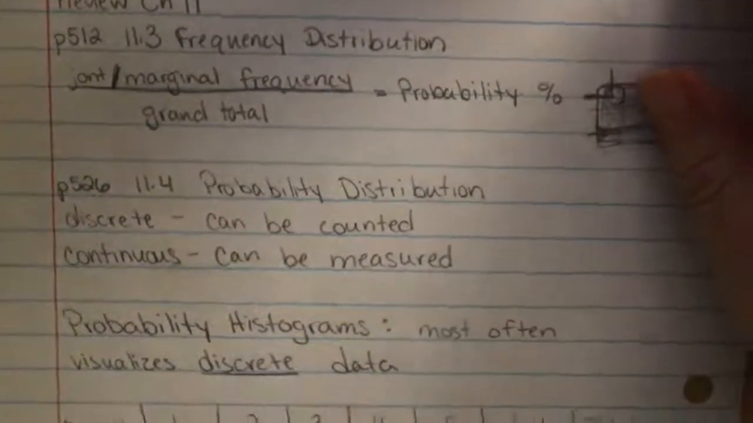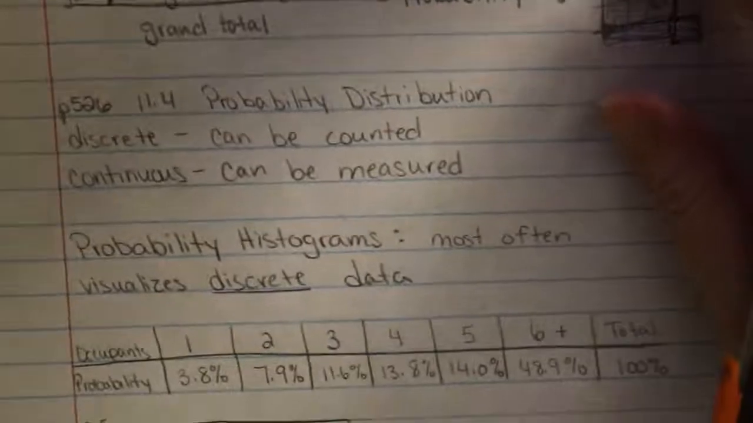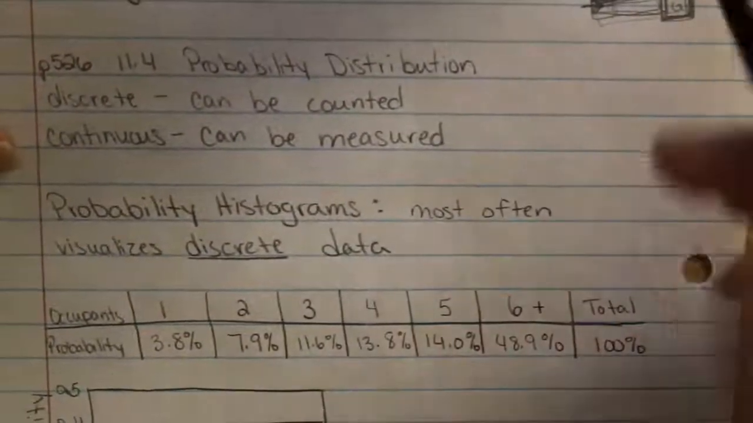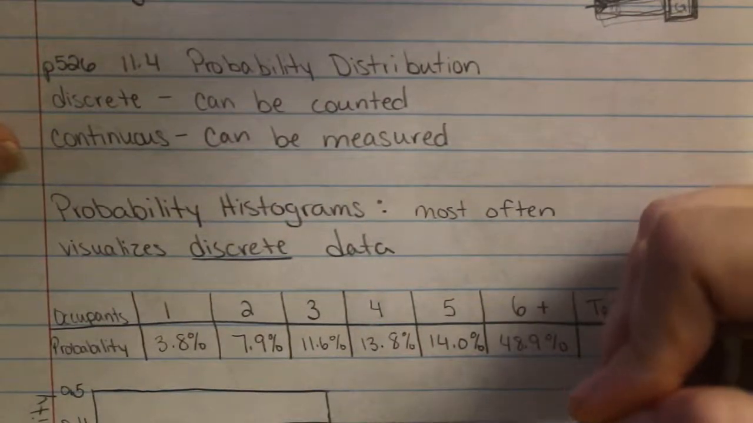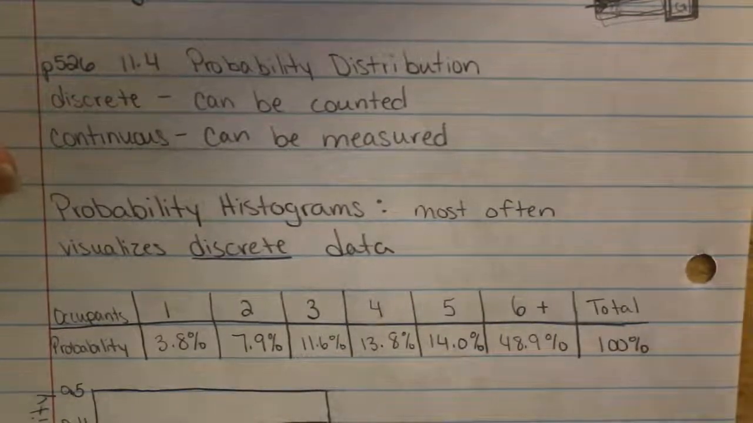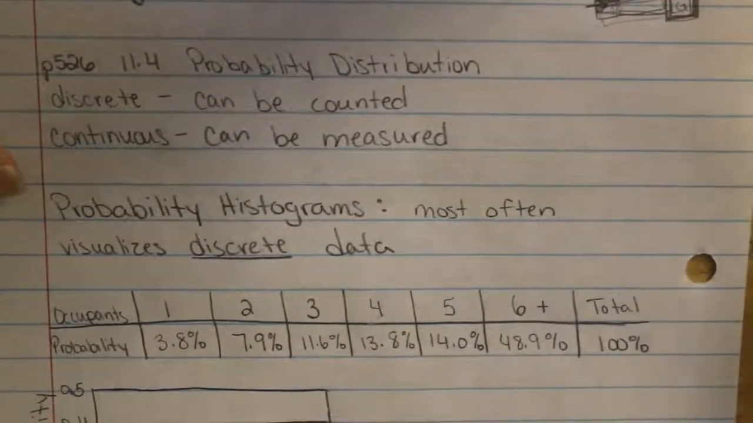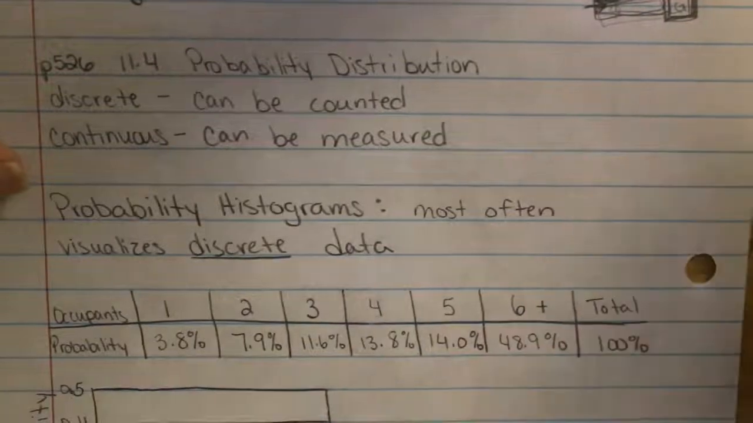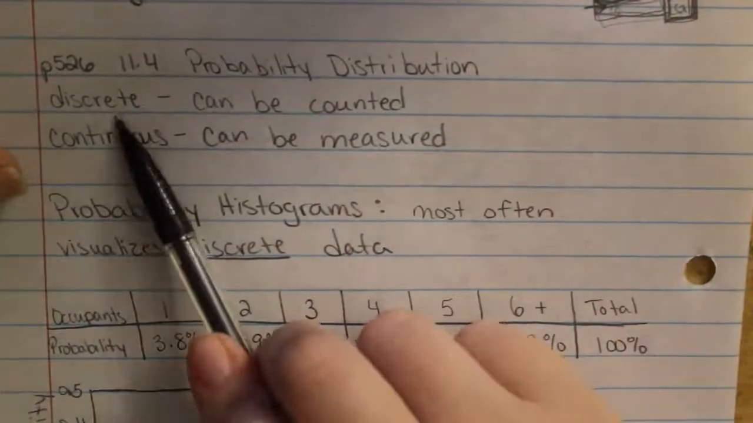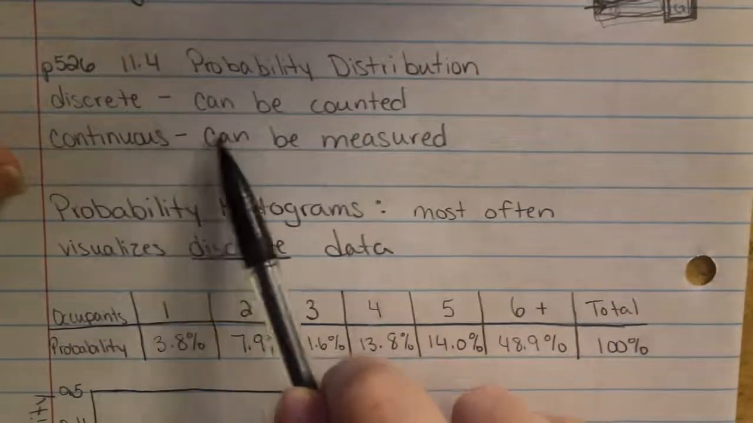Okay, moving forward into 11.4, we've got probability distribution. Now this one gets a little interesting. We're actually going to draw a histogram with this because I want to kind of show you what they mean by discrete versus continuous data. So discrete data can be counted, whereas continuous can be measured.